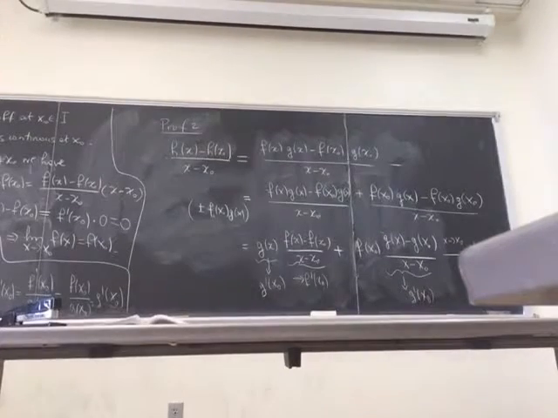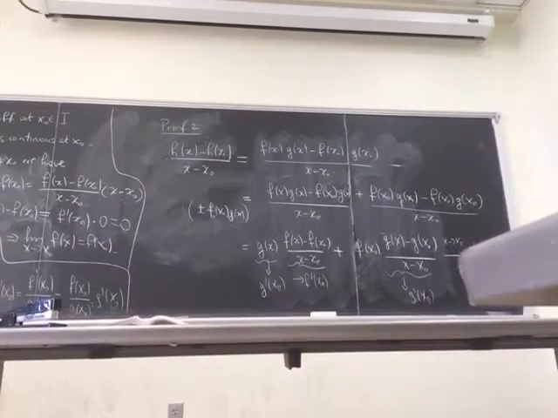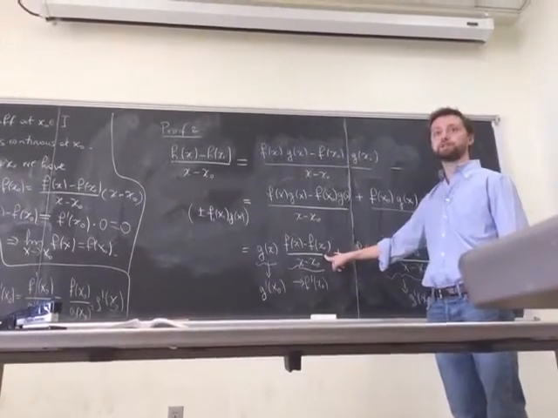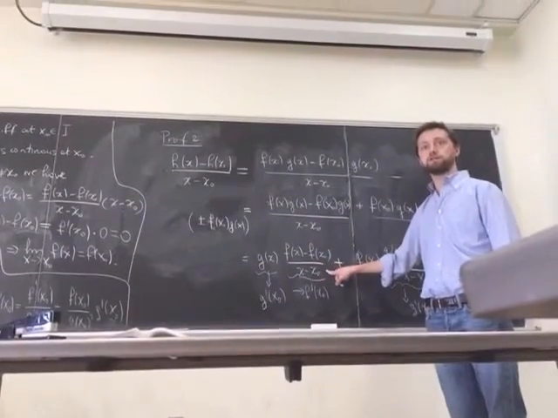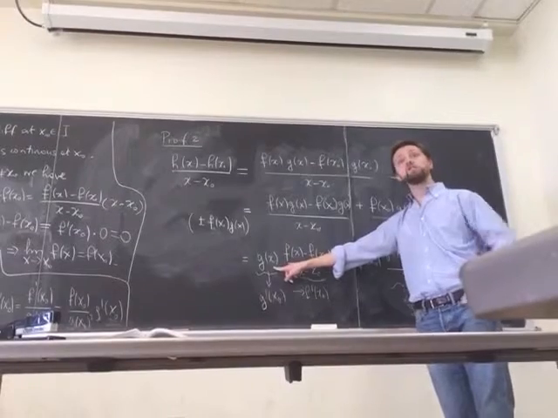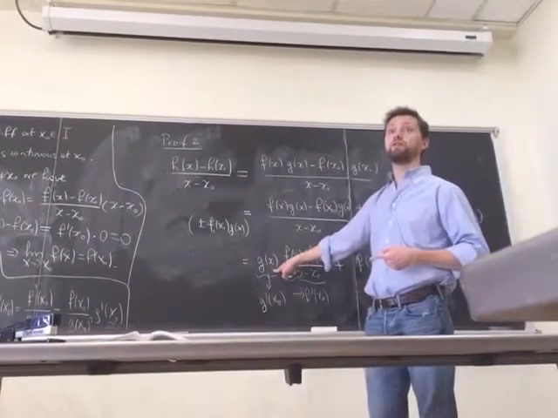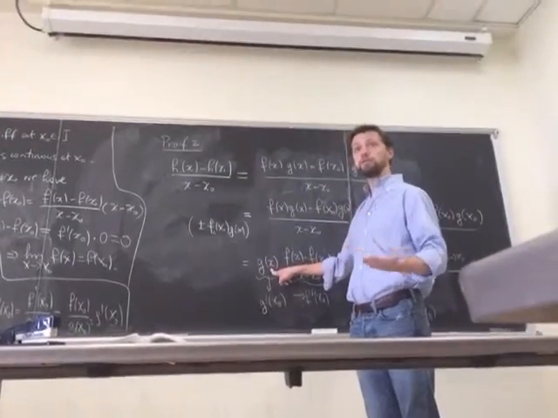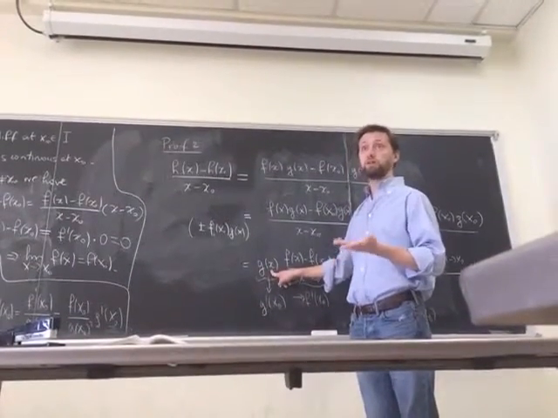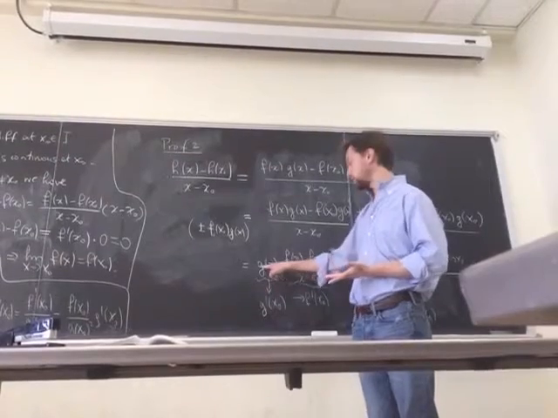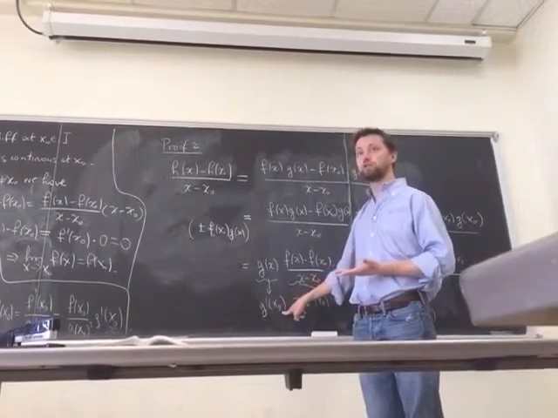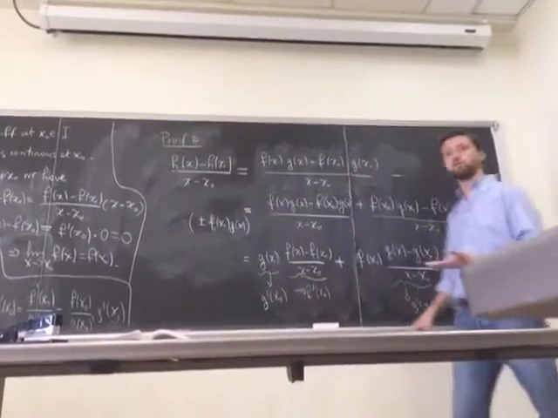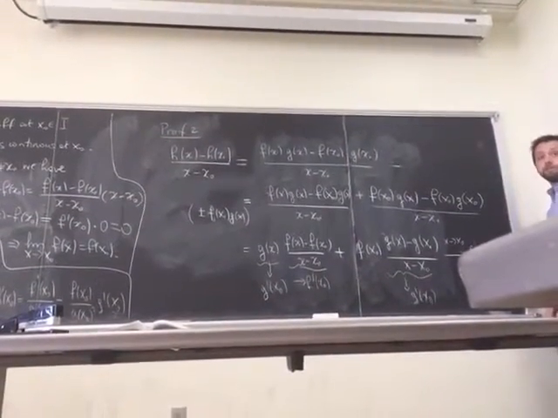How did you get the last step? The limit? Yeah. So by assumption f is differentiable, right? So this guy goes to f prime of x naught. And g of x, since g is differentiable at x naught, it's continuous at x naught. What does it mean that g is continuous at x naught? If you take the limit of g of x, then this goes to g of x naught. So the product of the two goes to g of x naught times f prime of x naught, which is my first term.